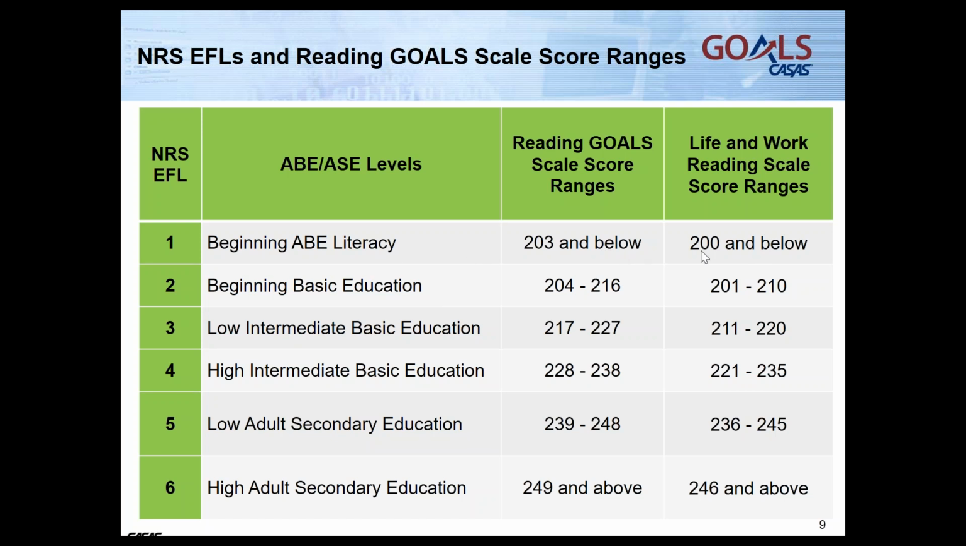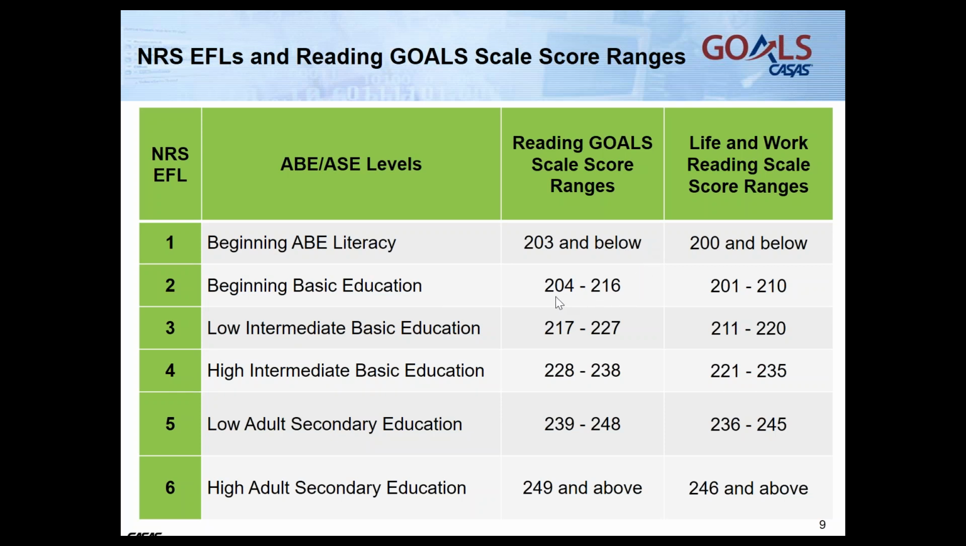So the first level, beginning ABE literacy, formerly was 200 and below on the CASAS scale, and now is 203 and below. In other words, a student who was progressing through beginning ABE literacy, and before, when they got to 201, would be moved into beginning basic ed, currently they have to get up to 204 in order to do that. So they're going to be staying a little bit longer, perhaps, in that beginning ABE literacy level. We would not recommend that you move them down. Well, there's nowhere further down to go in this case, but in terms of the other levels, keep them where they are, and just be aware and help them be aware that it might take them a little bit longer to complete the level.